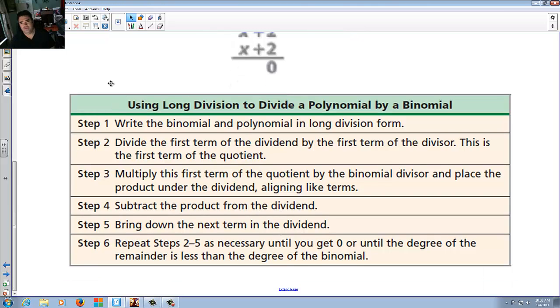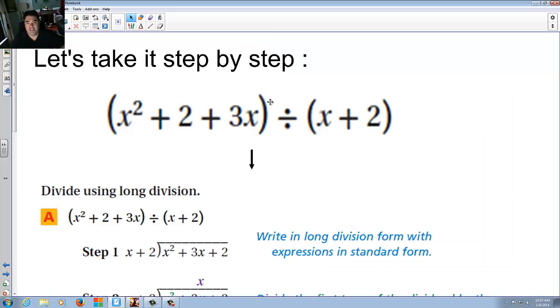Use long division to divide a polynomial by a binomial. Write the binomial and polynomial in long division form. You know, I could read all these to you, or you could pause and read them yourself, but you won't see it till you do it. So let's just do it. Take it step by step.